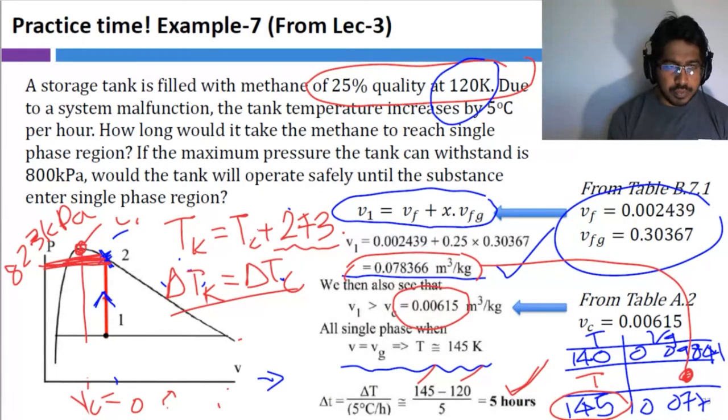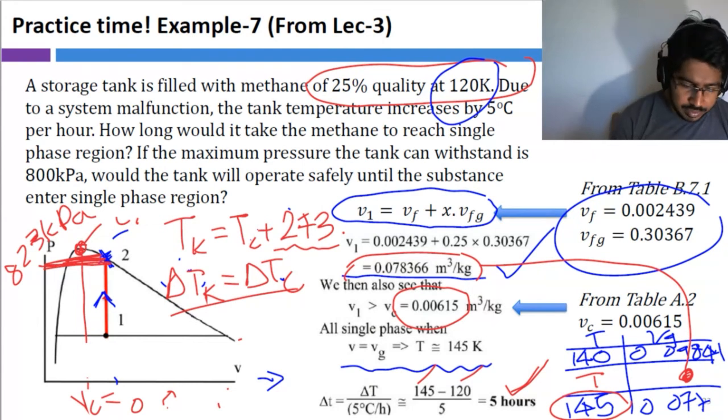Okay. Now it asks, if the maximum pressure the tank can withstand is 800 kilopascals, would the tank operate safely until the substance enters the single phase region? What can you say? Would it be safely arriving at that point? Yes or no? Would the tank explode or not before arriving at single phase?